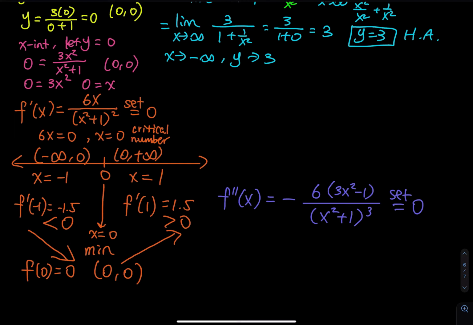So you have the top equals to 0, and then 3x squared minus 1 equals to 0. So divide both sides by 6. 3x squared minus 1 equals to 0. Then you have x squared equals to 1/3.